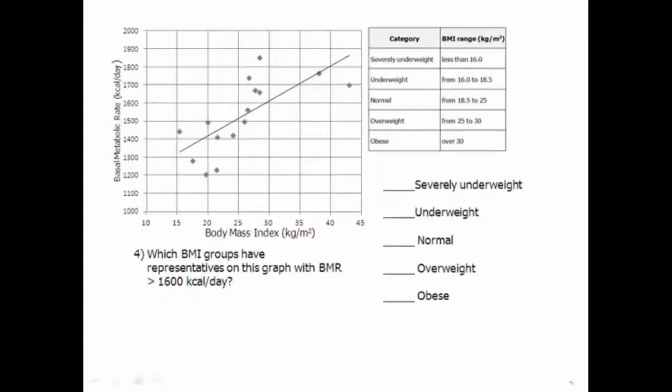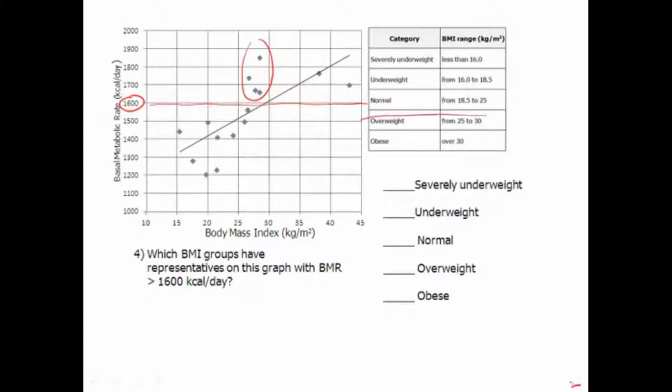Which BMI groups have representatives on this graph with BMRs greater than 1600 calories per day? So we find a basal metabolic rate of 1600, and we want to know about the points that are above this line. So above this line, we have some points here between 25 and 30.